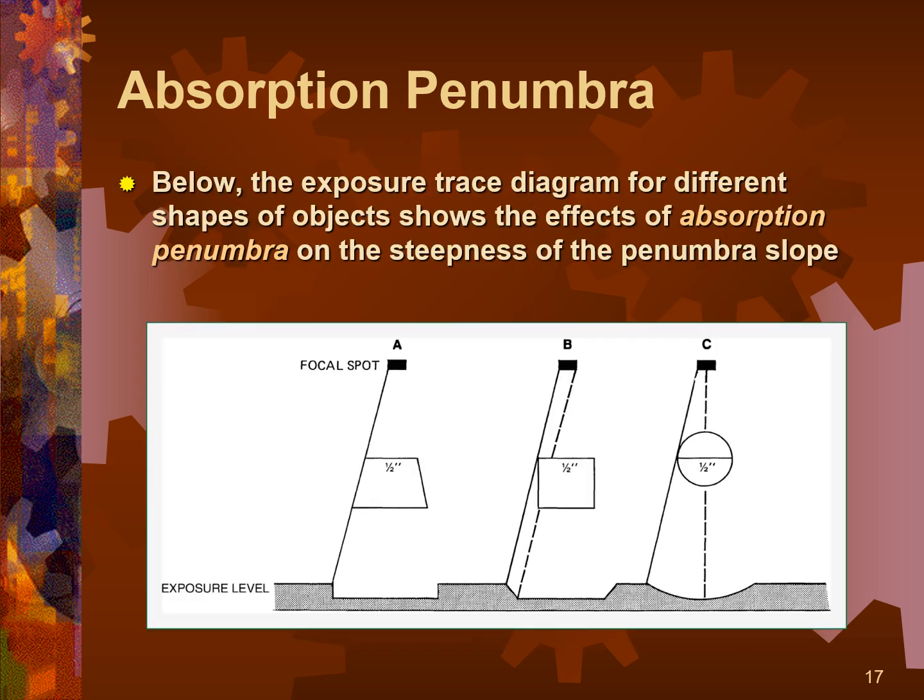All right, so we get different exposure trace shapes based on the different objects. The trapezoid is going to radiograph best, as far as its spatial resolution goes, and its subject contrast relative to its environment.